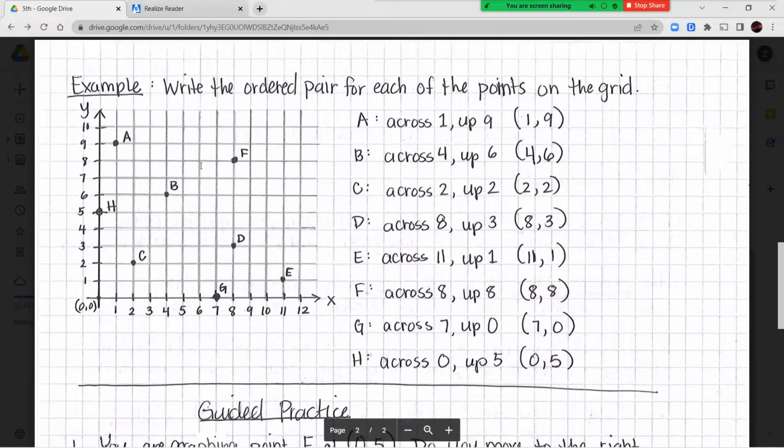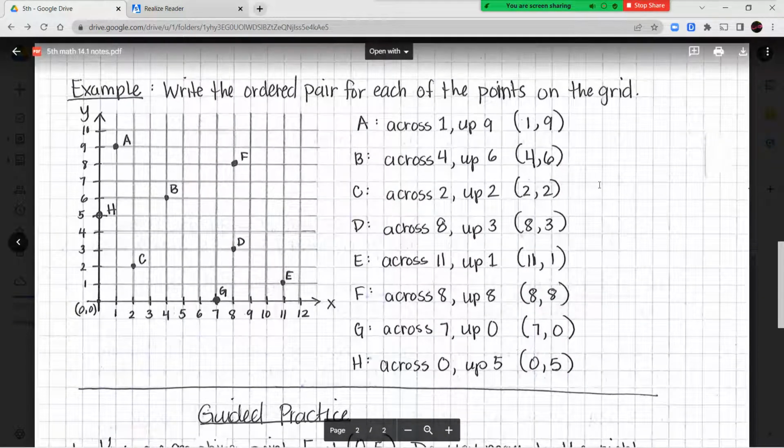Now for our first example, it says write the ordered pair for each of the points on the grid. So we have a grid here, our x-axis and our y-axis. We have our origin already labeled. And then we can see that we have multiple points scattered all over this coordinate grid.